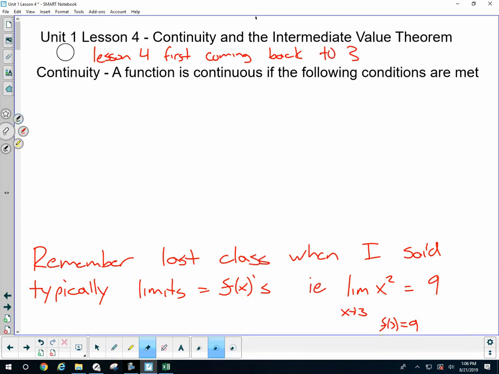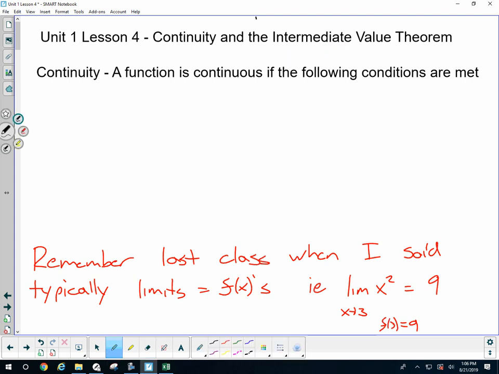We're going to do this lesson 4 first, and then we're going to come back to lesson 3. That's why it says lesson 4. The reason I wanted to do it this way is because we just talked about yesterday how limits typically equal function values. Example, if I asked you the limit as x approaches 3 of x squared, the answer is 9. You don't have to plug in 2.99999 and 3.00001 and square those values to see that you're going to get values close to 9, because I know I have a point there at (3, 9).